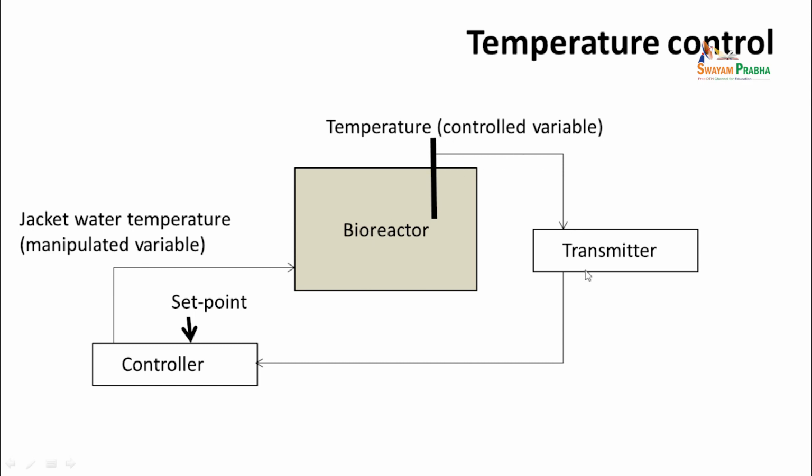Whatever is measured is transmitted through a transmitter to a controller, which has in it the set point set. In other words, 37 degrees C is set here, that is represented by the set point. Therefore, the controller takes action so that the set point is maintained in the bioreactor. It takes action in this particular case by changing the jacket water temperature that is circulated in the jacket of the bioreactor to control the temperature, and therefore the jacket water temperature is the manipulated variable.